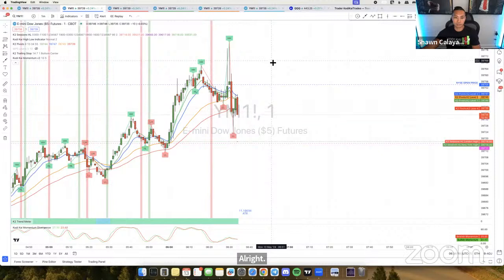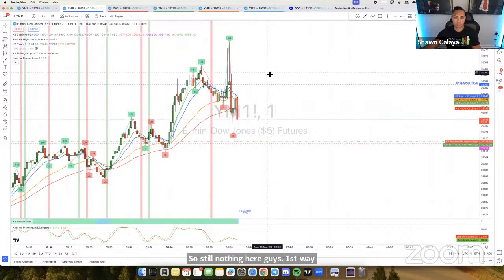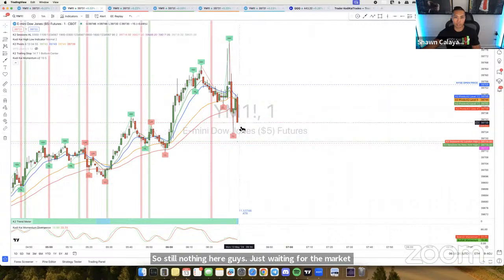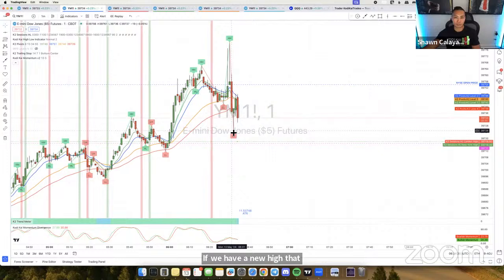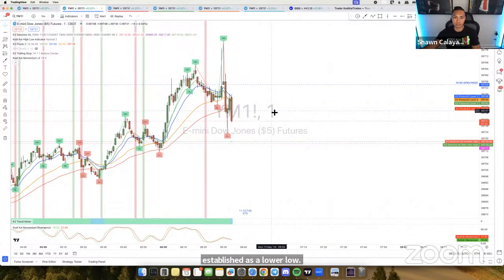So still nothing here, guys. We're just waiting for the market here to stabilize a bit. We have this lower low here that's currently pending. If we have a new high that establishes, this will be established as the lower low. But until then, we're just going to sit tight and wait.